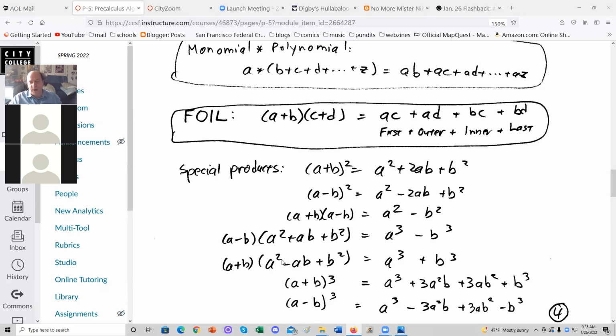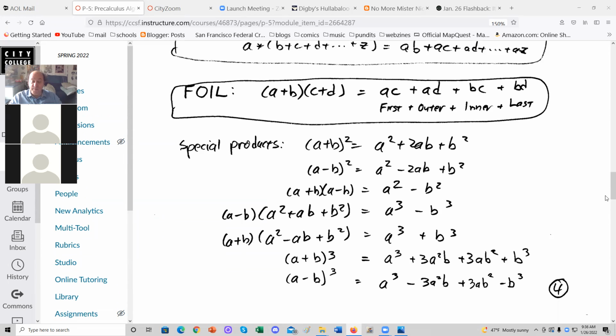Well, if you work it out using FOIL, you get that the square of a sum is square plus twice a product plus a square. The square of a difference is square minus twice a product plus a square. A sum times a difference is a difference of squares. For example, if A is 10 and B is 1, then this is 11 times 9 equals 100 minus 1 is 99. That's why I call this the 99 rule, and we'll be seeing it more later.